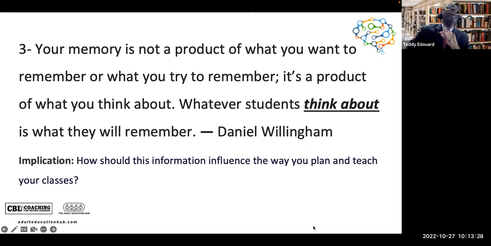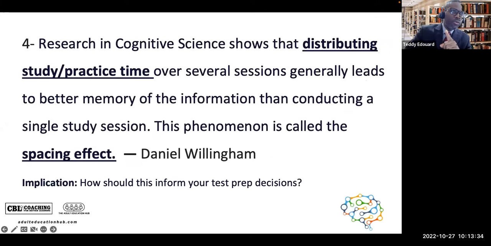So here's what you need to remember. When you prepare your students for testing, this is the rule you don't want to break. In cognitive science, we found out that your student can do better if you distribute their study and practice time. What does that mean? That means there is a phenomenon we call the spacing effect.